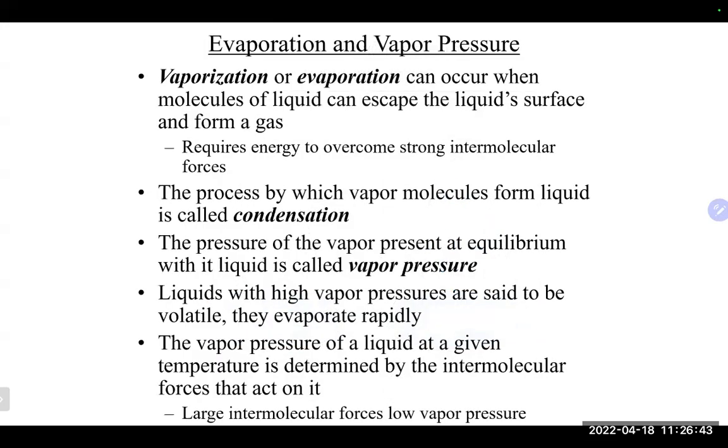So we talked about vaporization, evaporation, which obviously is the process where we go from liquid to gas. Condensation is the process going from gas back to liquid. The vapor pressure of a liquid, as we talked a little bit about with gases last time, is really the vapor that occurs above the liquid phase. Liquids with high vapor pressure are said to be volatile. They will evaporate really quickly, and it is related to intermolecular forces.